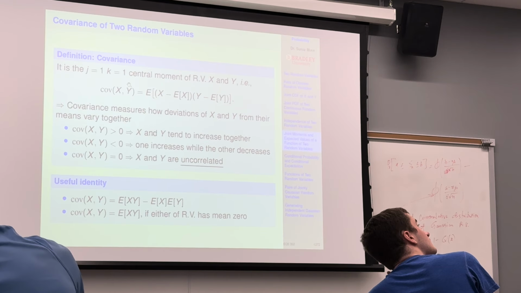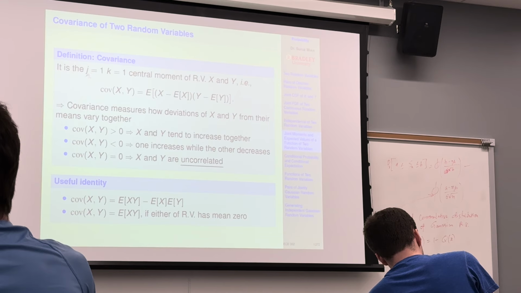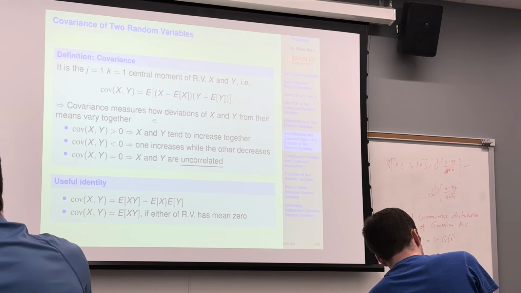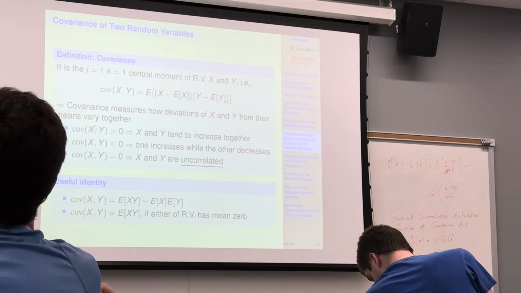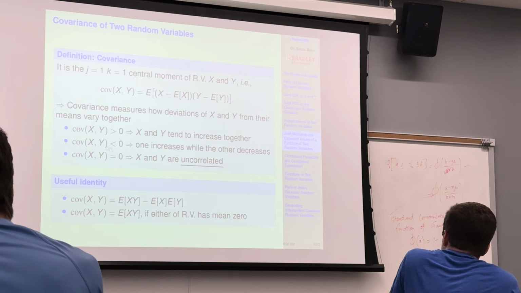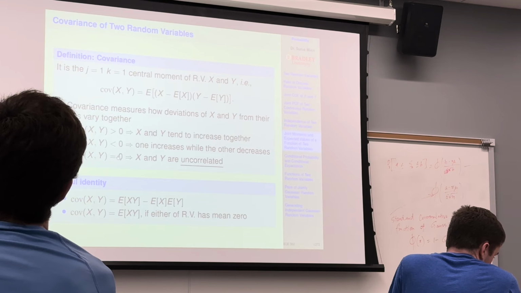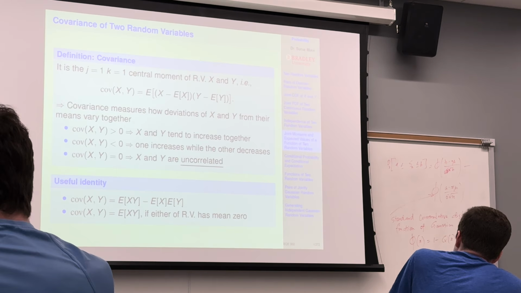From there, I explained clearly the covariance of two random variables. It's basically the j equals 1, k equals 1 central moment. So you find the covariance of two random variables. Now, covariance greater than 0, what does that mean? Covariance less than 0, what does that mean? Covariance equals 0. All this meaningful information you should know for the sake of proof-type questions.